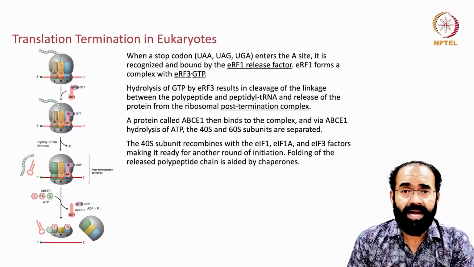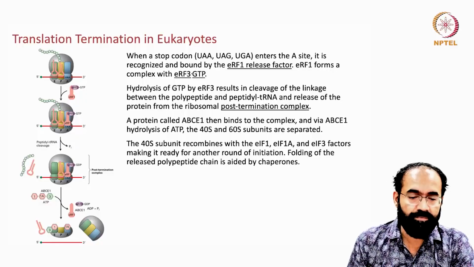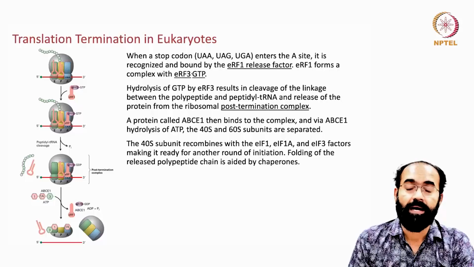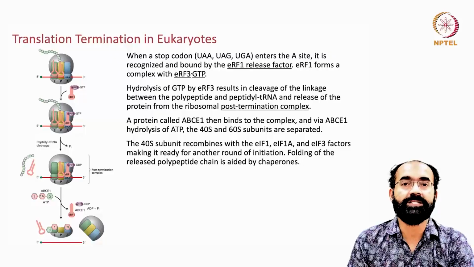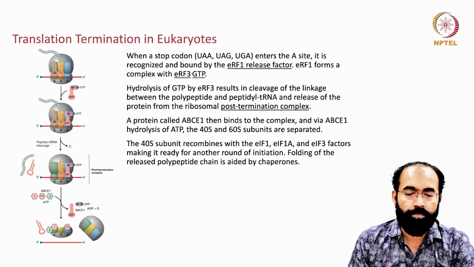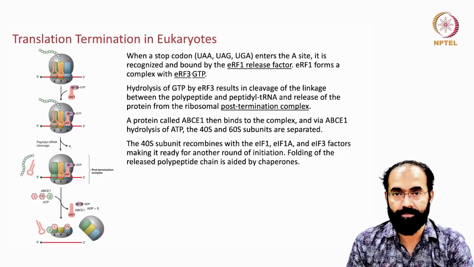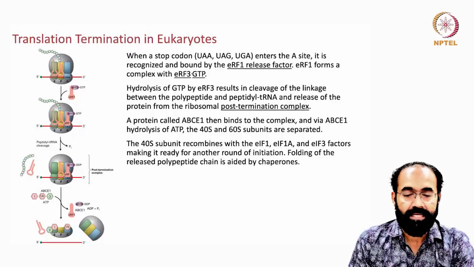So the hydrolysis of GTP present on the ERF3 results in the cleavage of the linkage between the polypeptide and peptidyl tRNA, and releases the protein from the ribosomal complex, which we call the post-termination complex. So it helps in the disassembly. A protein called ABCE1 then binds to the complex, and via ABCE1, hydrolysis of ATP, that also utilizes the energy-yielding molecule, instead of GTP it is using ATP, the 40S and 60S subunits are separated.